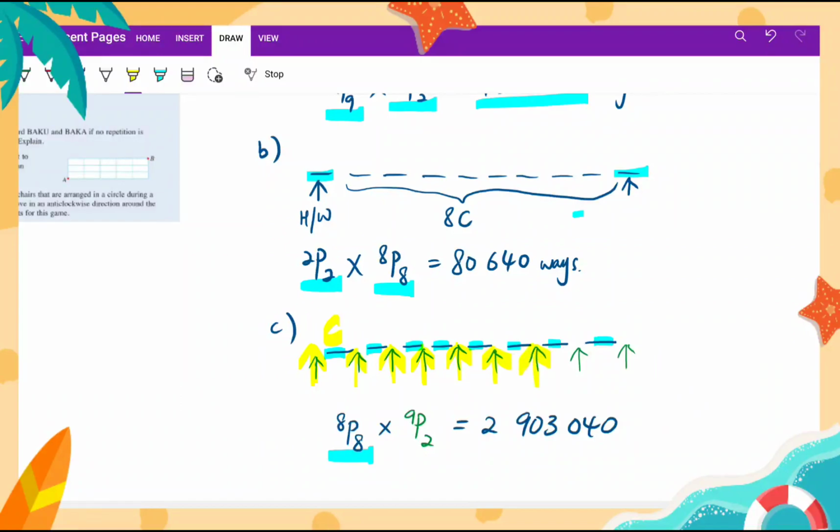So we have 9 places here. So out of the 9 places, there takes only 2 placing. So 9 permutate 2. So the product of 8P8 times 9P2 is 2,903,040 ways.